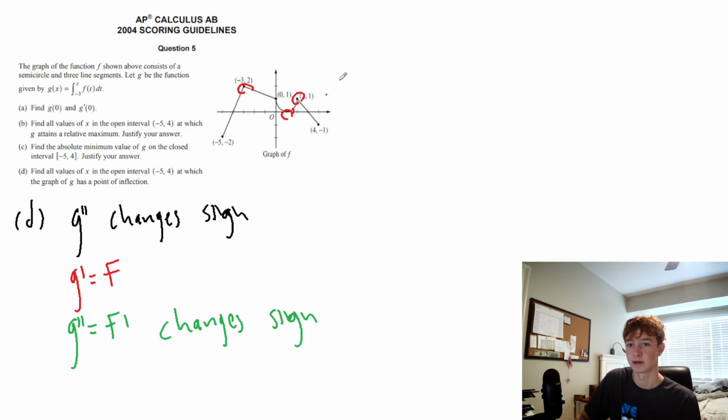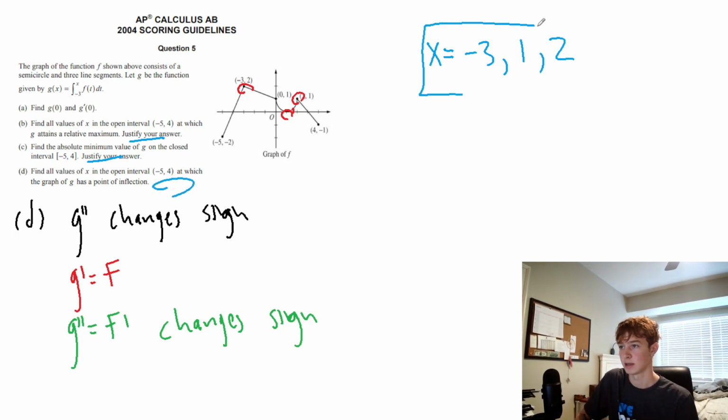So for our final answer for D, find all the values of x on the open interval -5 to 4 at which the graph of g has a POI, or point of inflection, we can write x equals -3, 1, and 2. But notice how it doesn't include justify your answer like parts B and C do. It's not included. So we can just write x equals -3, 1, and 2. And that's it. That's our final answer.